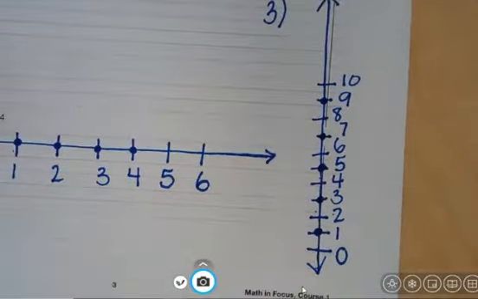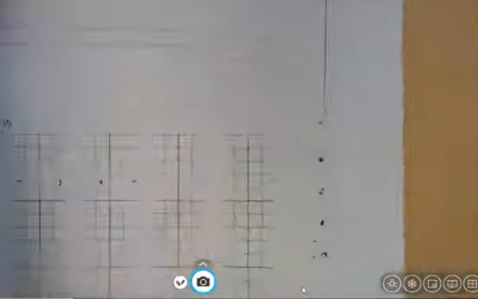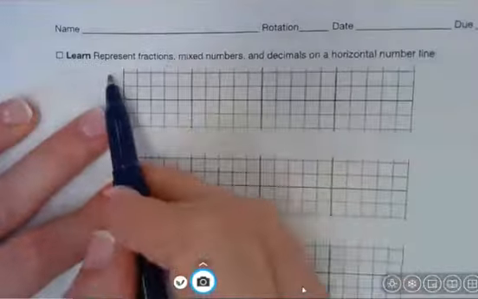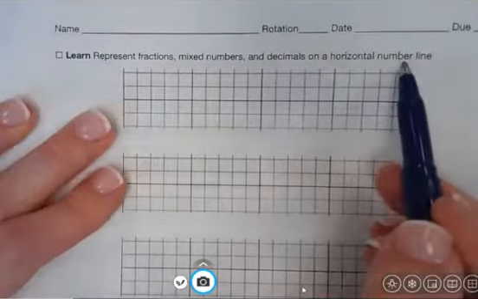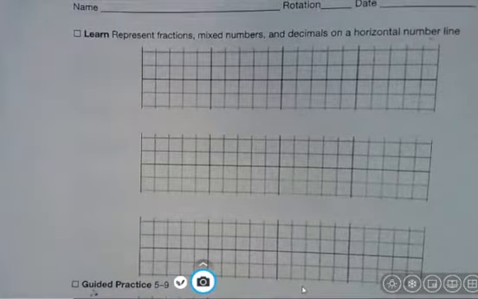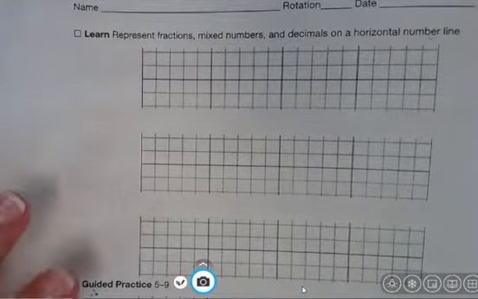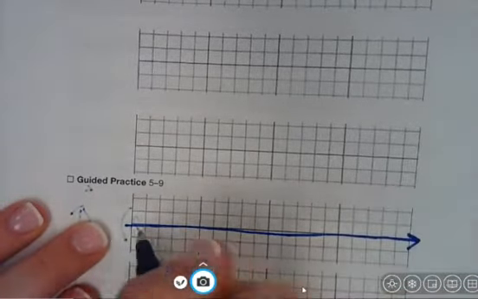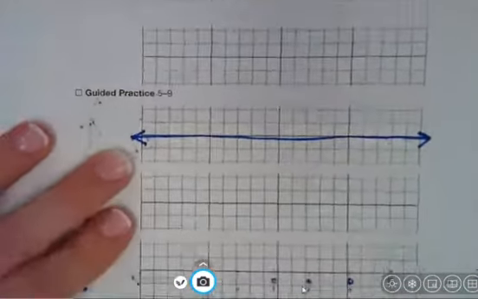Okay, so now moving on to the fractions on a number line. You can see that we have a Learn section that says represent fractions, mixed numbers, and decimals on a horizontal number line. And then we have some practice on that. Okay. So you're going to do similar to the same thing if you have a horizontal number line. You're just going to draw the number line horizontally so you can follow one of the guides for the graph that was given here for you.